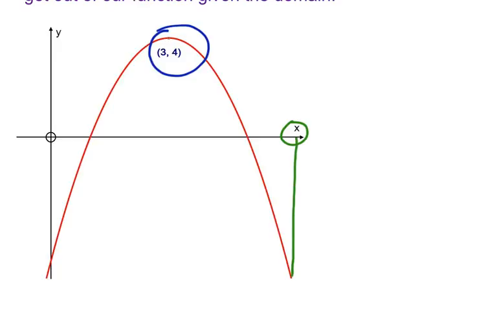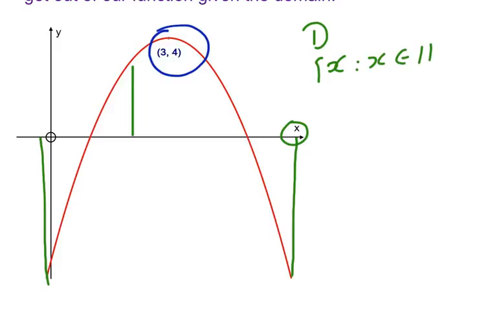So if we went down from there, we would hit the graph. If we went up, we would hit the graph. And if we kept going, left or right, we would hit the graph. So the domain is the set x such that x is any real number. The range, however, is the numbers we get on the y-axis. So it's the possible numbers we can get going along this way.